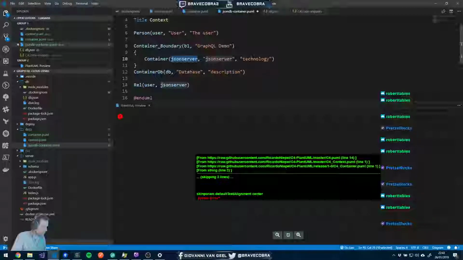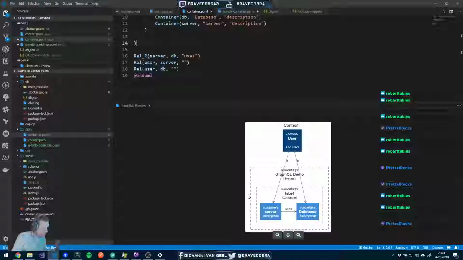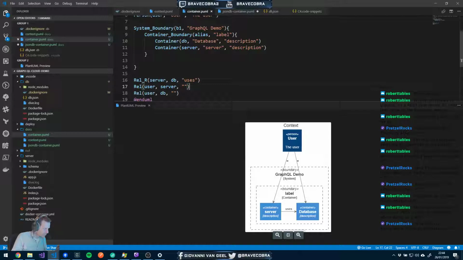And I did name those wrong because this is JSON server and this is the database, and that is not correct, of course. The system that we're describing now, which is the left one over here, is GraphQL one. What's called server here is the GraphQL API. See, and that's where it goes wrong.